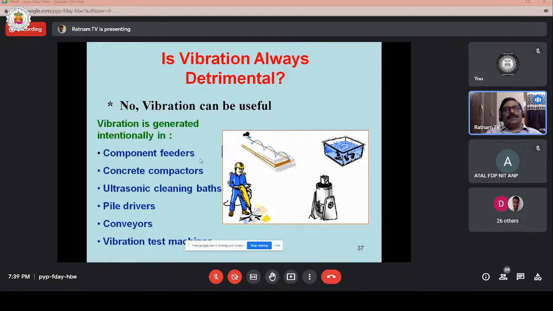For testing any components prior to going into service, they will be tested on a vibration testing machine. Vibrations are intentionally created on the machine to qualify any equipment.